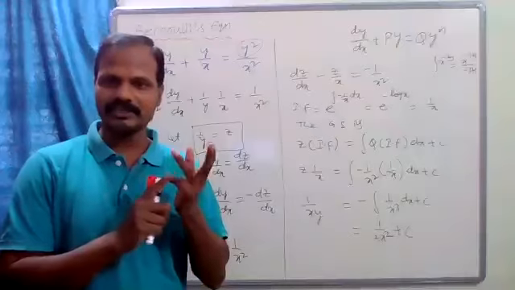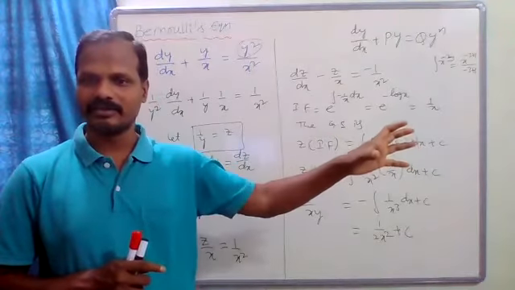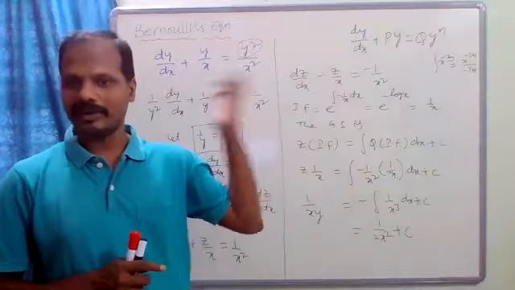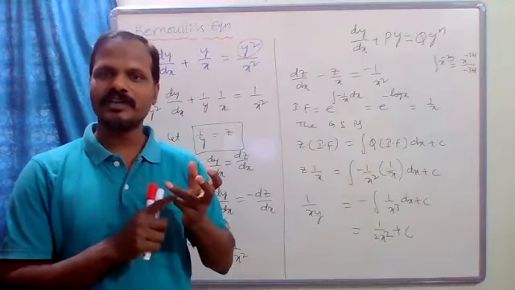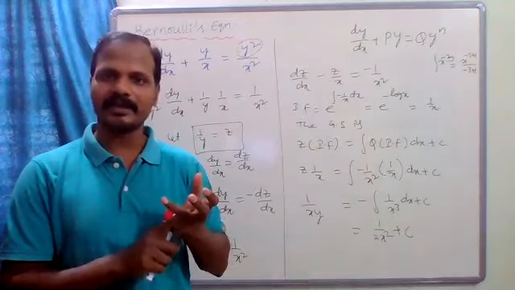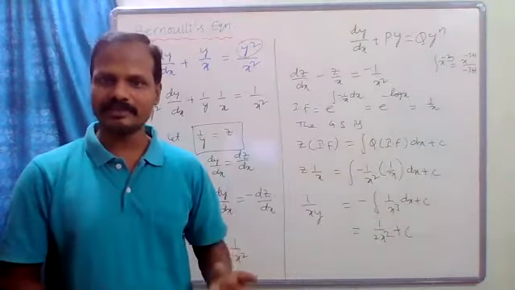See, the first thing is whatever y terms are there on the right side, move to left side. That is the first case. Then coefficient of P can be taken as Z. Then differentiate with respect to x and proceed.